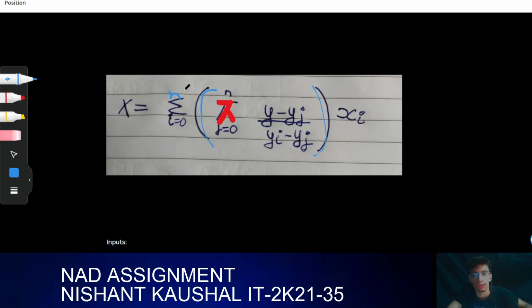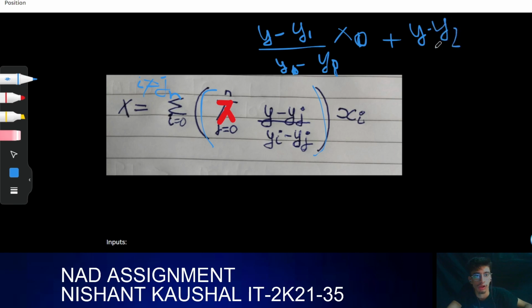So what will be its formula? It is for i when i is not equal to j. It should be remembered. So suppose j equals 1: y minus y1 upon y0 minus y1 into x of 0, plus y minus y2 upon y0 minus y2 into x of 1, and so on.